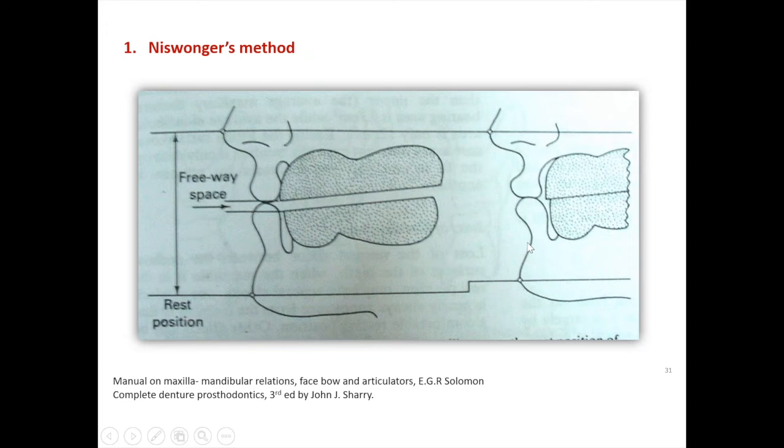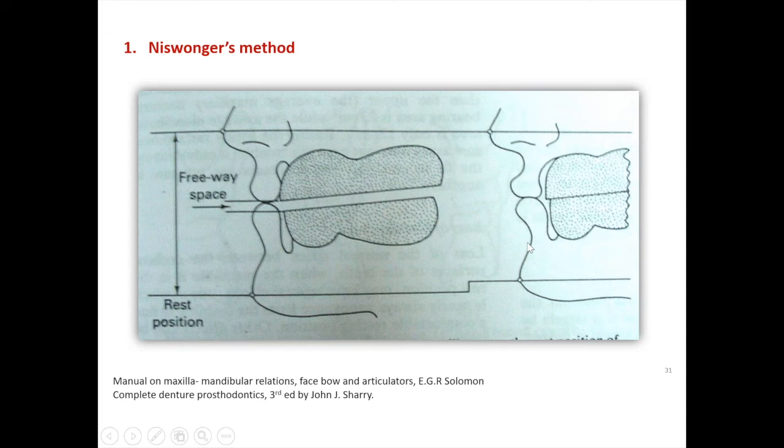Then you have to place the rims in the patient's mouth and ask the patient to bite in centric. This should be 2 to 3 millimeters less than the vertical dimension at rest, and this value is the vertical dimension of occlusion.